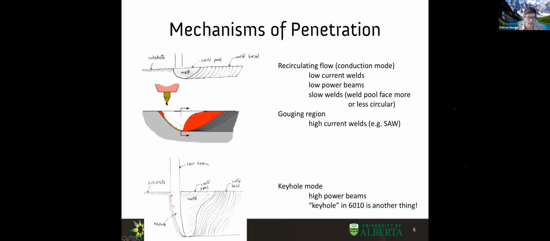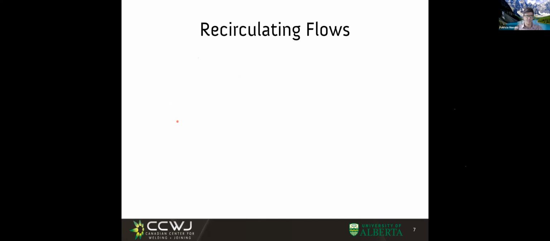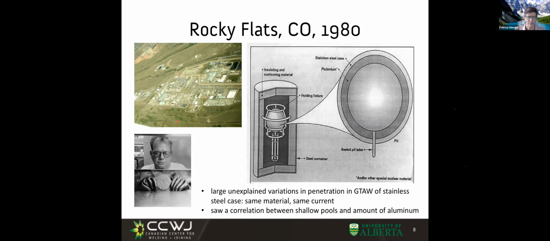But what is happening here is that the pressure of the arc, that electromagnetic jet we have discussed before, comes here and pushes the molten metal back. So this is characteristic of high current welds. The one on top is characteristic of low current welds or beams, and this has to be an arc weld in which the arc pressure pushes the molten metal back. This, for example, is a typical case of penetration in submerged arc welding because we have high currents. So let's discuss recirculating flows.